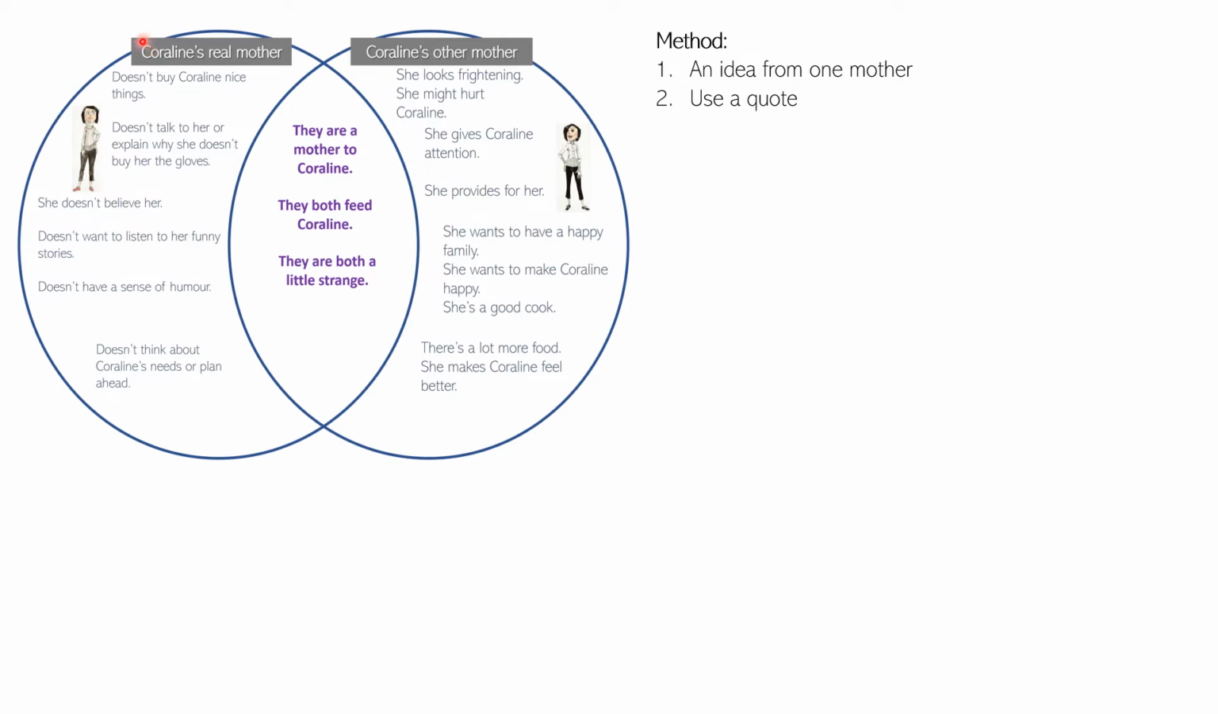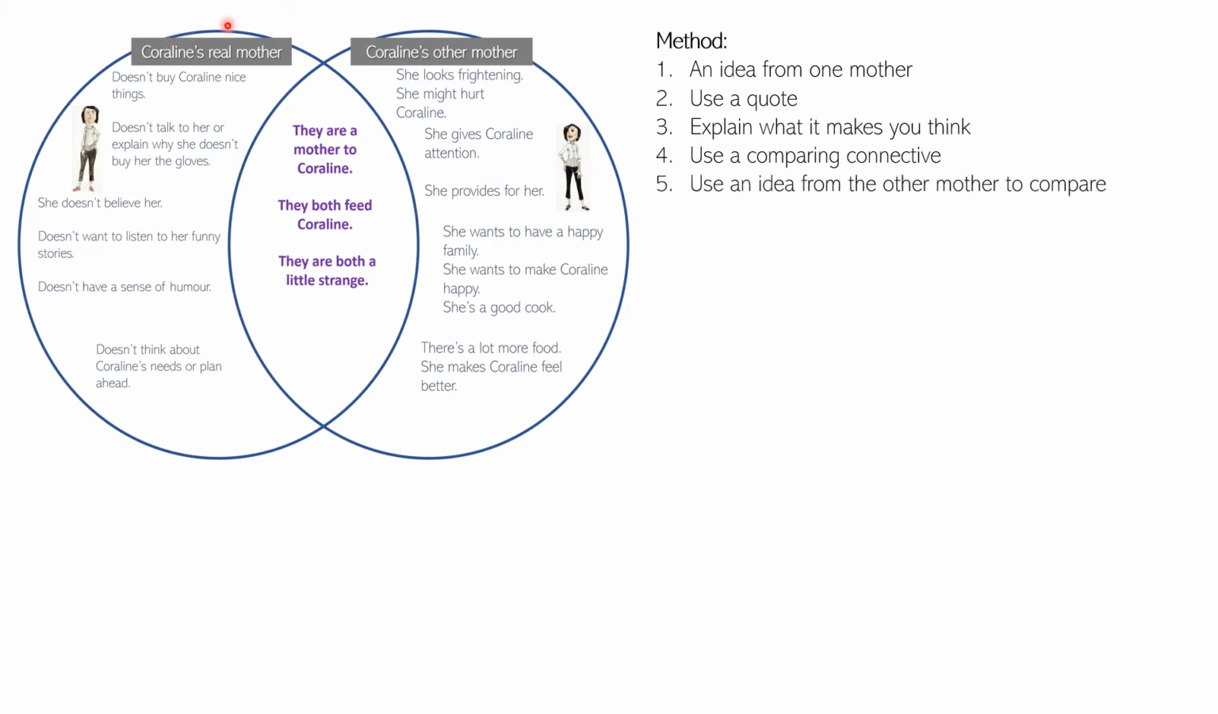Then you're going to use a quotation. Okay, so you're going to need to go back in the video and find that section with the extracts. Then you're going to explain what it makes you think. What does that make you think about Coraline's mother? Then you're going to use one of your connectives that you've written down in your book. Then you're going to go to the other mother. Right. However, the other mother's like this. Use a quotation and explain what it makes you think. Okay, like this.